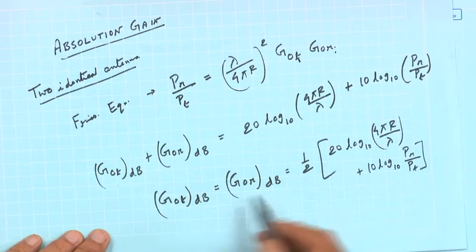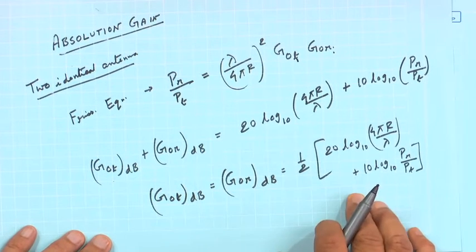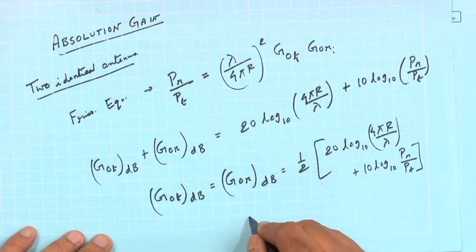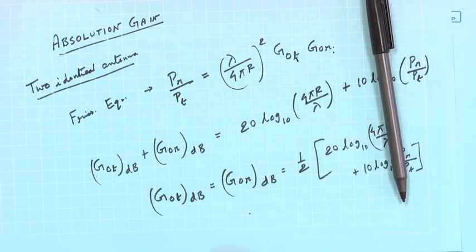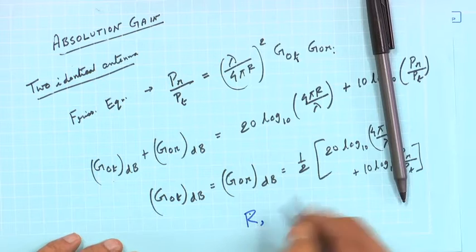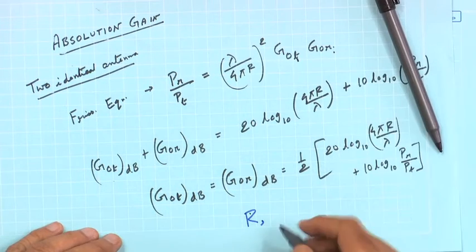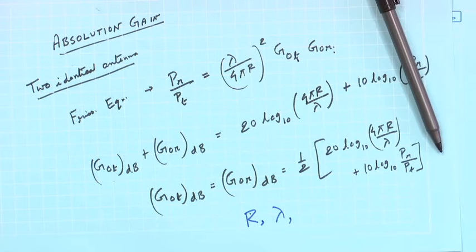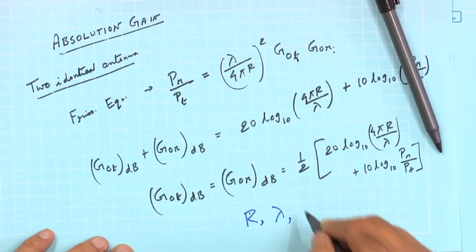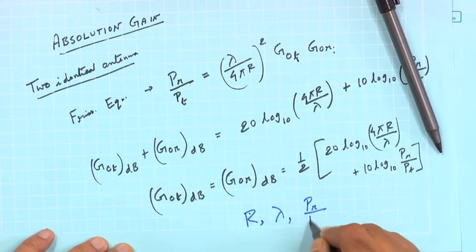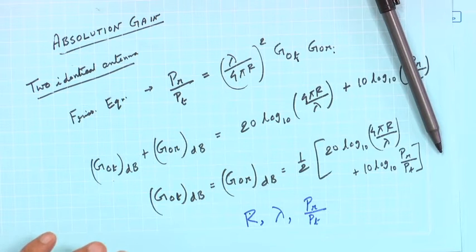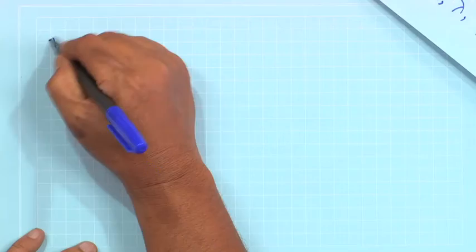So, in this method you see I can easily find out gain by measuring. What are the measurement things? I need to measure R, the distance between the two, then lambda, that means the wavelength or the frequency, and this ratio PR by PT. So, this can be done. That means the requirement here is that the unknown antenna should be available in identical pairs. Now, if that is not there, then we have the 3 antenna method.